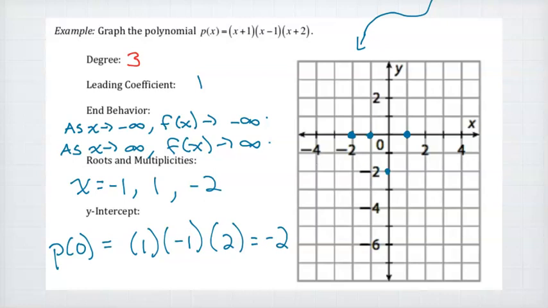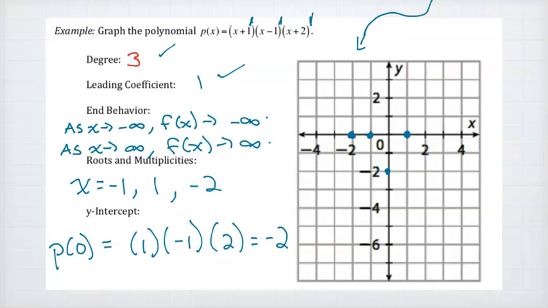Now I know the general shape of my polynomial based on the degree and the leading coefficient, and I know the end behavior. I know the roots and the multiplicities of each root, and the multiplicities in this case are 1 because each factor is repeated only once, has an exponent of 1. So each one of these roots is just going to go straight through, and I know the y-intercept, which is -2.